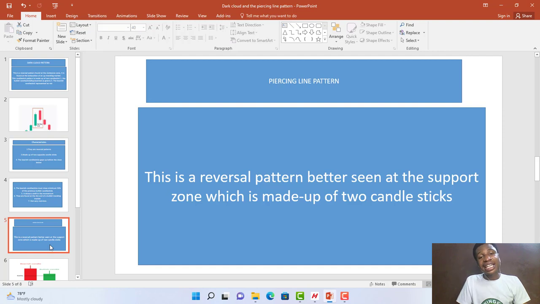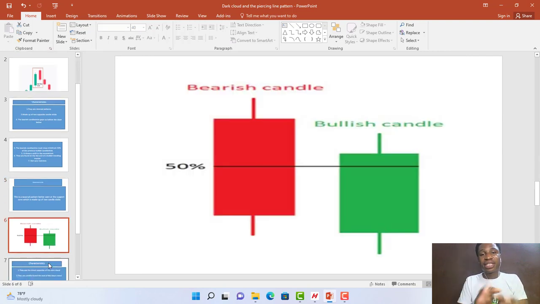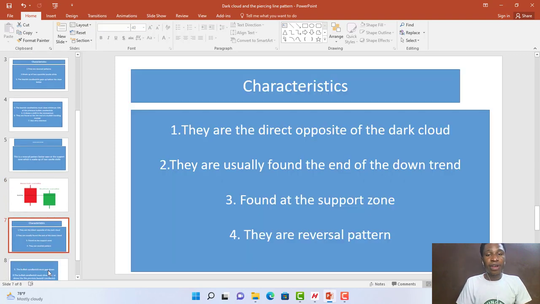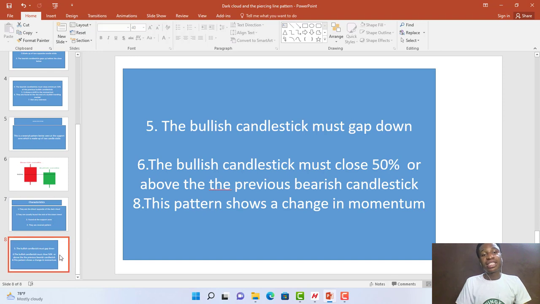Then the piercing line pattern, this is a reversal pattern better seen at the support zone, made up of two candlesticks. This is a good example here. A bearish candlestick, then a bullish candlestick closing 50% of the initial candlestick. Then you can go long, or go for your buy in the market. So that is what we have for today.